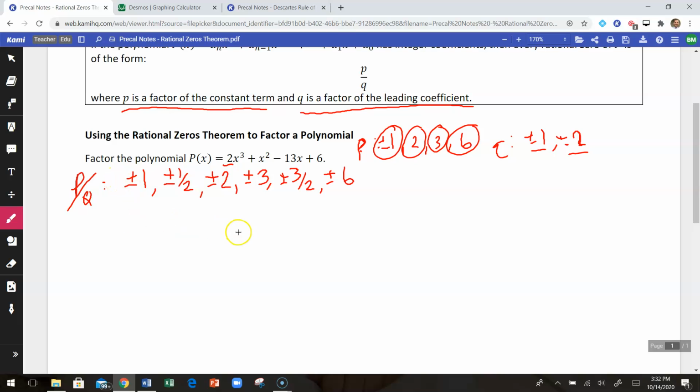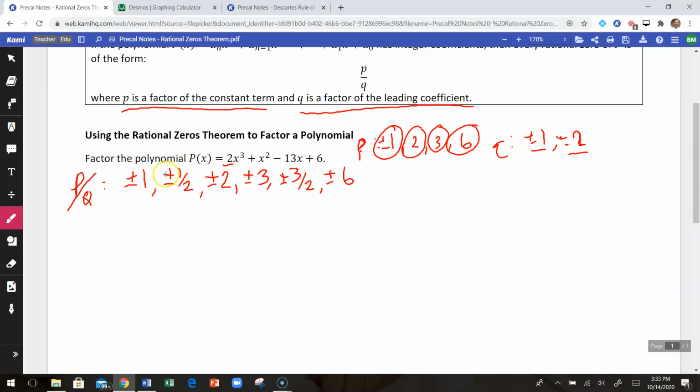So I could try positive 1 and see if positive 1 works. Then I could try negative 1 and see if negative 1 works. Unfortunately, if you're not getting a remainder of 0, those don't work, and you need to go back and start again with a different number. You could exhaust this list all the way until you get to 6, and 6 might be the one that works, but you've tried all the other ones already. So it could get exhausting to do that.